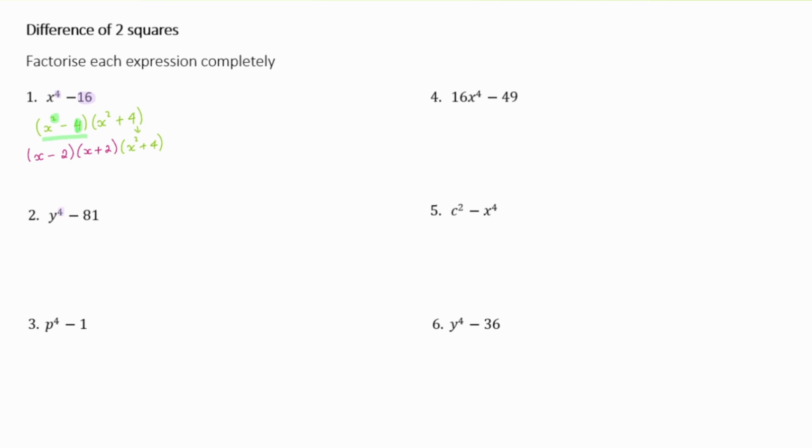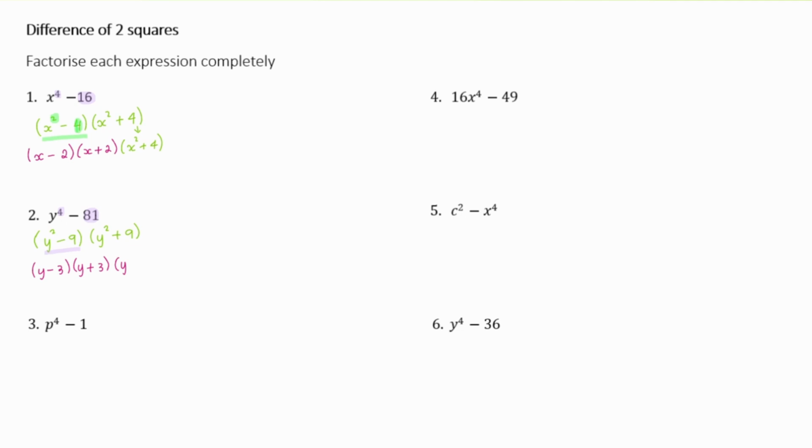For number 2, we've got y to the power 4 minus 81. So in order to get y to the power 4, we would have to have multiplied y squared. So the first term in the bracket will be y squared. 81 is a square number, and the square root of 81 is 9. So we're going to put y squared minus 9 and y squared plus 9. As we can see, the first bracket is the difference of two squares. So we can further factorize that as y minus 3 and y plus 3.